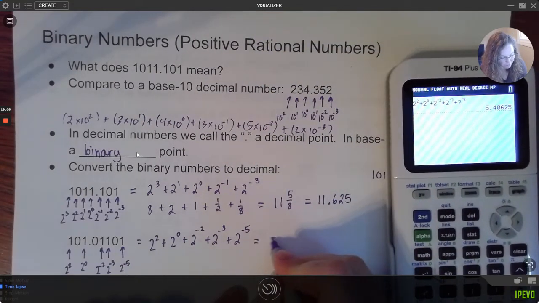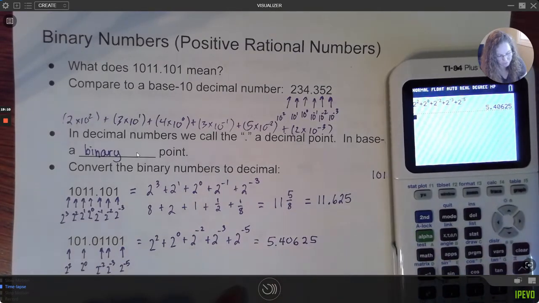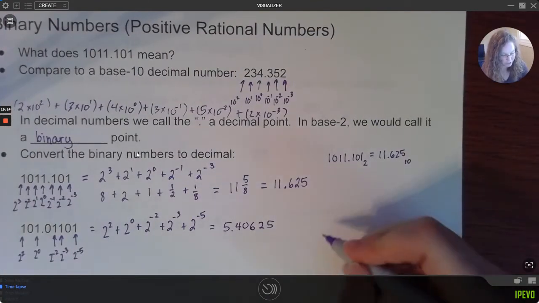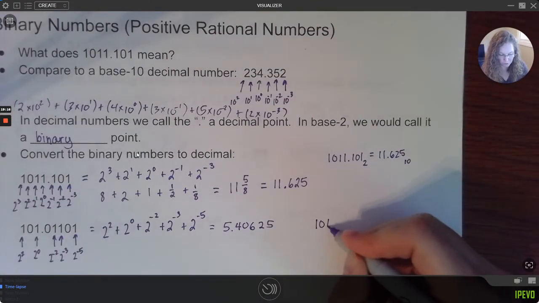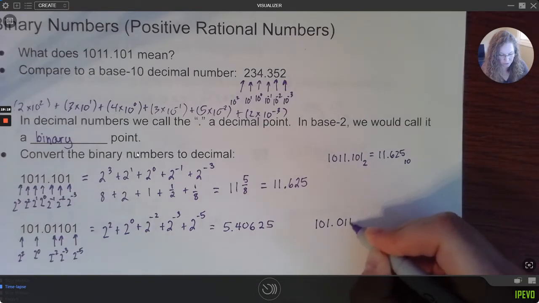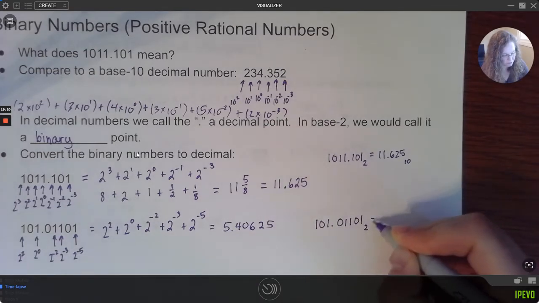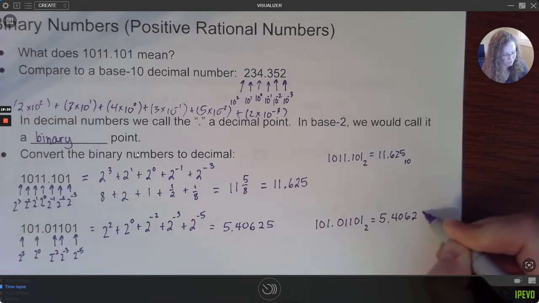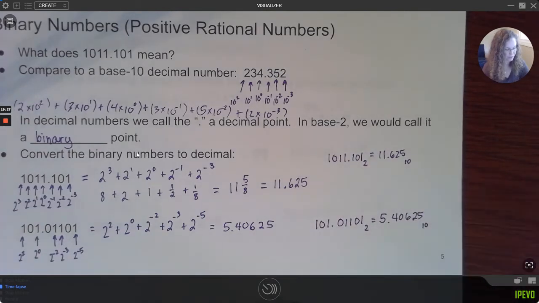We get 5.40625. Okay, so if we wanted to use this same notation, we would say that 101.01101 in base 2 is the same thing as 5.40625 in base 10. Okay.